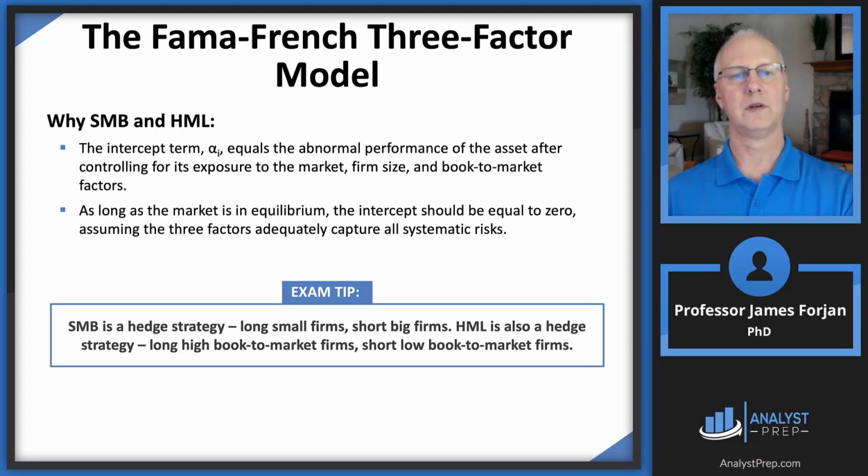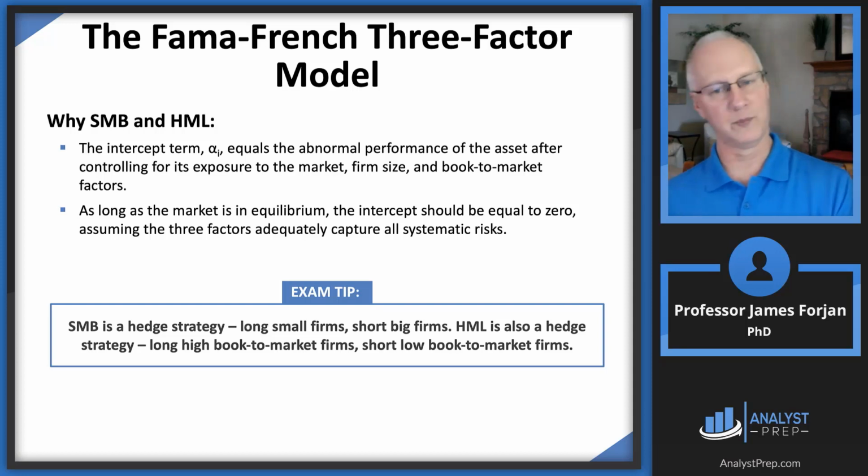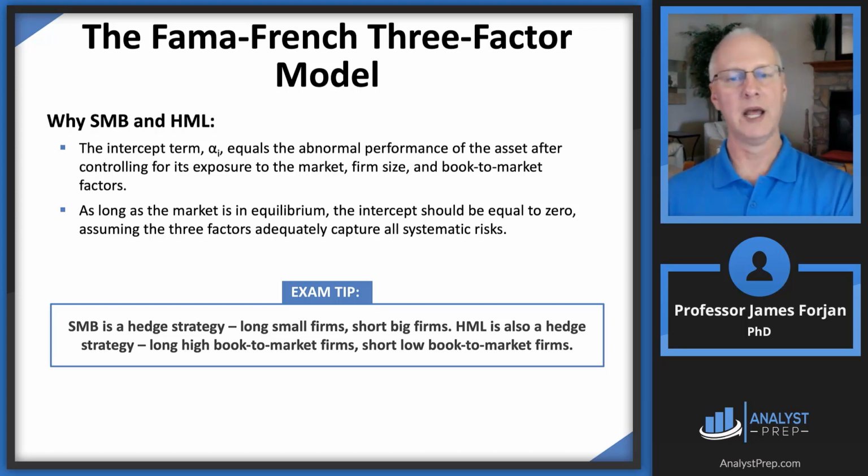Now, this intercept term can be defined as an abnormal performance of the asset after controlling for its exposure to the market and firm size and book-to-market factors. And that intercept term, of course, is the result of some regression analysis. And there's a good exam tip. If you're following a size hedging strategy, you take the long position in the small firms because they're going to outperform, right? And short the big firms because they're going to underperform. The same thing works with the value stocks.